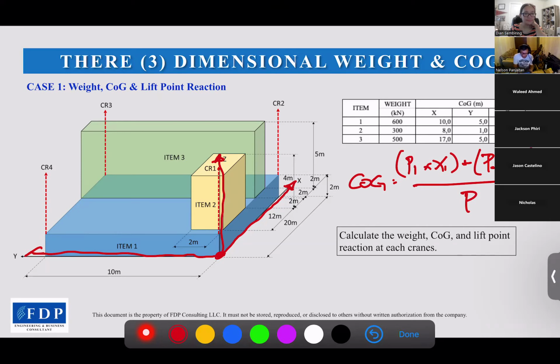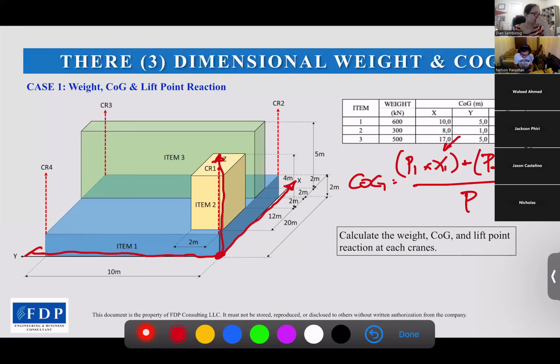So if you want to find the coordinate X of the COG, then you use the coordinate X of each item in the formula. If you want to find the COGY, then you use the COGY of each item in the formula. And also with the COGZ, then you use the COGZ of each item.